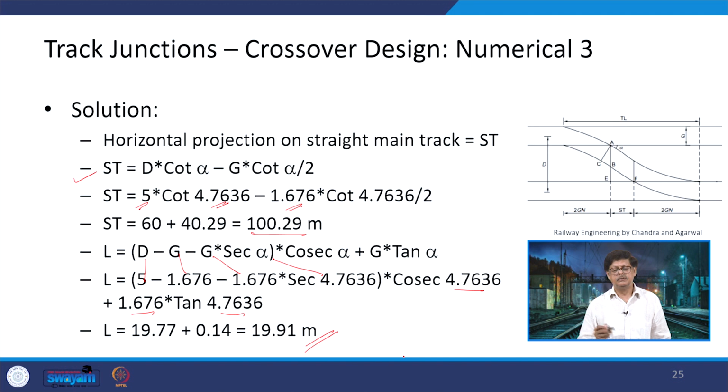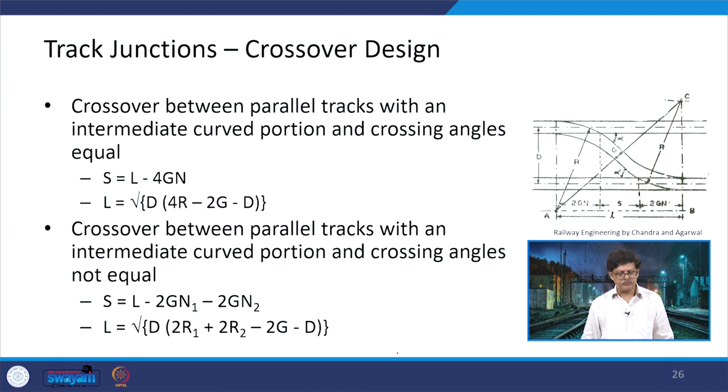So, this is how the crossover can be designed depending on what type of information is available to you and what values have been asked. Now, here the other two cases' formulas have been given. The first one is the crossover between the parallel tracks with intermediate curved portion, and still the crossing angles are equal.